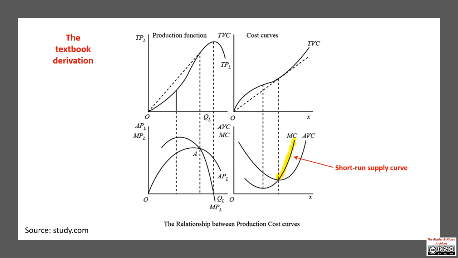The textbook derivation is pretty straightforward and can be summarized by several simple charts. You start from the top left, from the production function. The production function generates the cost curve, which you can see on the top right, and from there you can generate the short-run supply curve in the bottom right. Unlike the subjective demand side, the supply side appears objective, quantitative, and scientific, except it isn't.